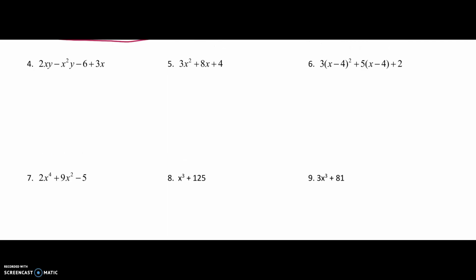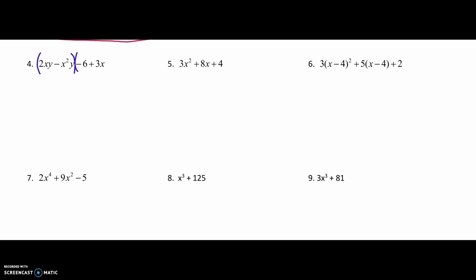Moving on to number 4. The first thing you always think is, does it have a GCF? But in this case, the answer again is no. However, this time there's 1, 2, 3, 4 factors. So because there are 4 factors, you can solve this by grouping.